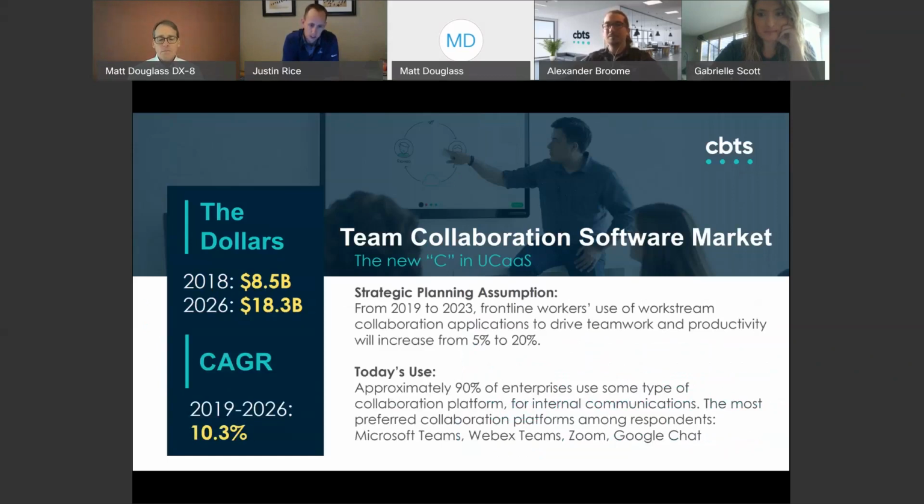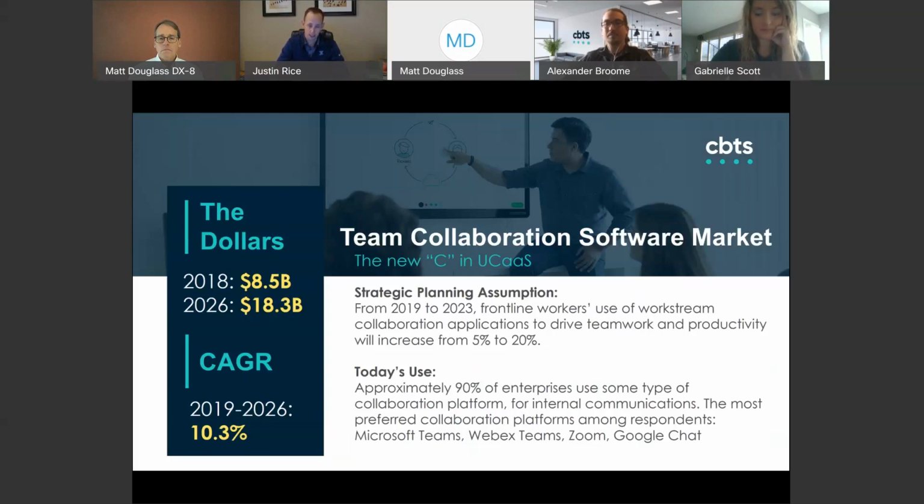collaboration really is the new C in UCaaS, and when you do research online, you look through Gartner, Forrester, all the reports, there's a significant growth opportunity in this market when we really start to highlight the collaboration piece of UCaaS and the workstream collaboration. What that means from a dollars perspective is over here on the left. In 2018, the market was about 8.5 billion on team collaboration software. By 2026, it is estimated to be an $18.3 billion market.